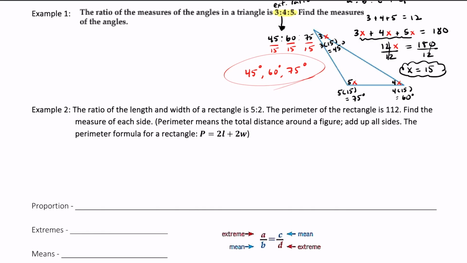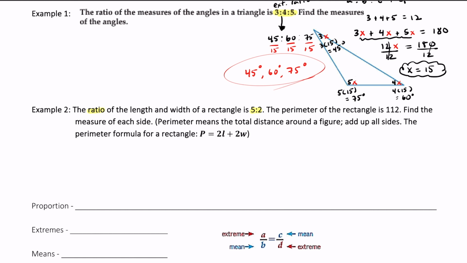Example number 2. The ratio of the length and the width of a rectangle is 5 to 2. So this ratio is 5 to 2. That's the ordinary ratio that we talked about at the beginning. Right? We're comparing two quantities. We're comparing the length and the width of this rectangle. Now, the perimeter of the rectangle is 112. Find the measure of each side.